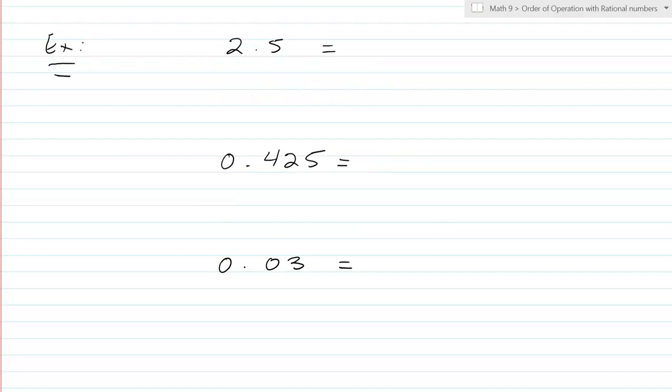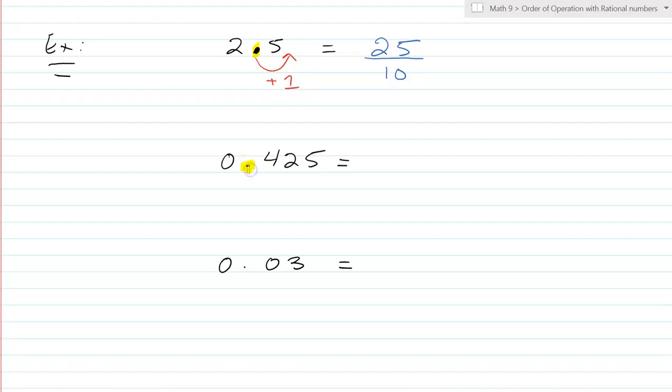Okay, so let's look at the first one, 2.5. We're going to change that to a fraction. Now notice that we have this decimal right there, 2.5. Just make sure that you know that. All right, so we have to move it to the right, in front of the 5, and we are moving it only 1 placement. That means it will be 25 divided by 10, because we are moving it only by 1 digit.